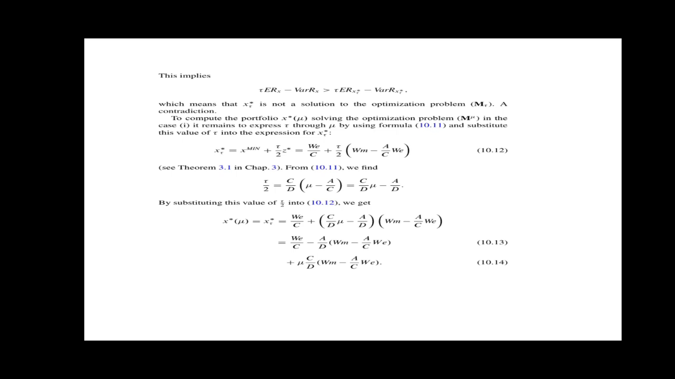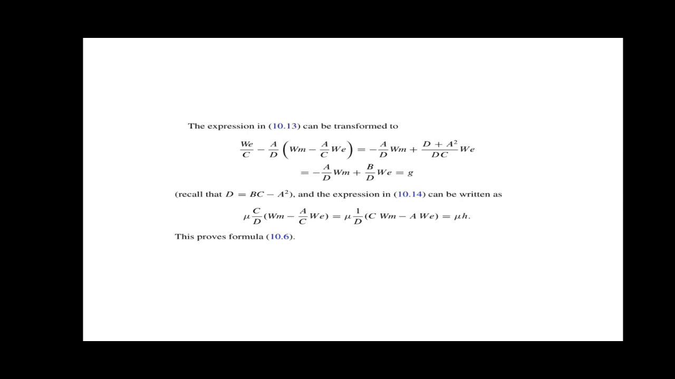By substituting this value of tau/2 into 10.12, we get x*(mu) equals x_tau*, which equals w/c plus (c mu/d minus a/d) into (Wm minus a/c We), which equals We/c minus a/d into (Wm minus a/c We) plus mu c/d (Wm minus a/c We), which equals minus a/d Wm plus (d plus a squared)/dc We, which equals minus a/d Wm plus b/d We, which equals Z.